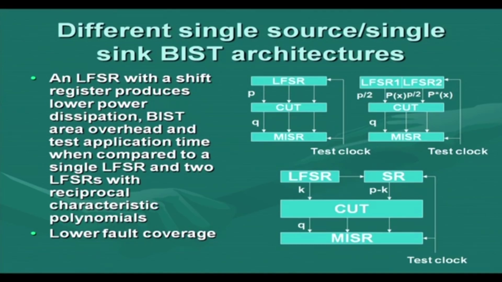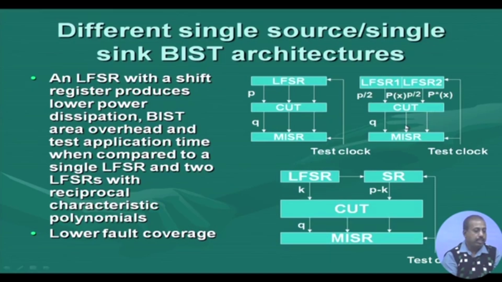Another approach is that different single source, single sink based architectures are possible, like an LFSR with a shift register. This is the normal LFSR: we have the LFSR, the circuit, and then the signature analyzer. Instead of having a single LFSR, we can have two LFSRs, LFSR 1 and LFSR 2. If the original LFSR is of length p, these are of length p by 2 each, and it is done in such a fashion that the characteristic polynomial of the second LFSR is the reciprocal of the first LFSR.